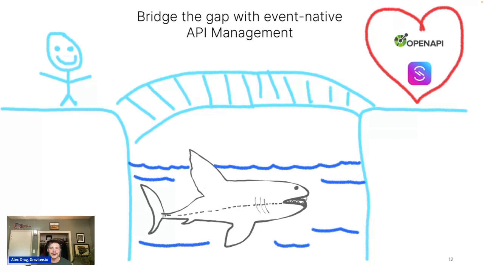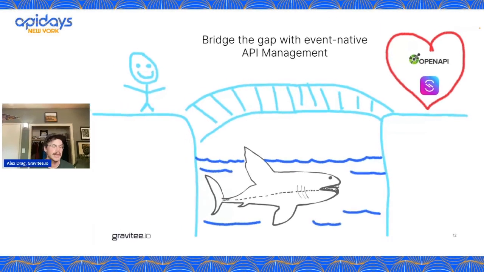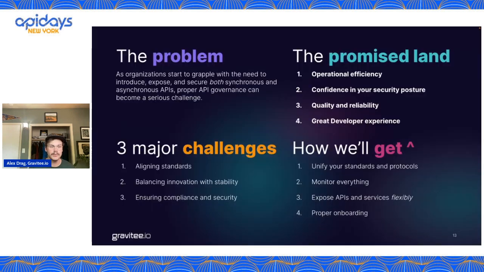The solution here, and we sort of alluded to it a bit, is bridging the gap, right, with event native API management. And what do we mean by this? It's API management that is made to natively support event-driven architectures, event APIs, asynchronous forms of communication, as well as synchronous forms of communication, synchronous APIs like REST APIs. So just a quick summary here. I like to summarize everything before I hand it over to a demo.